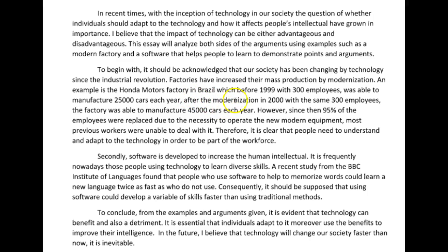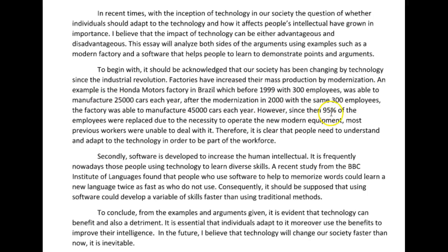After modernization in the year 2000, with the same 300 employees, so a comma here, the factory was able to manufacture 45,000 cars annually. Annually means each year. And also, there should be a comma here. If we have, after every 1,000, we have a comma. So here as well. 1,000 is 3 zeros from this end.